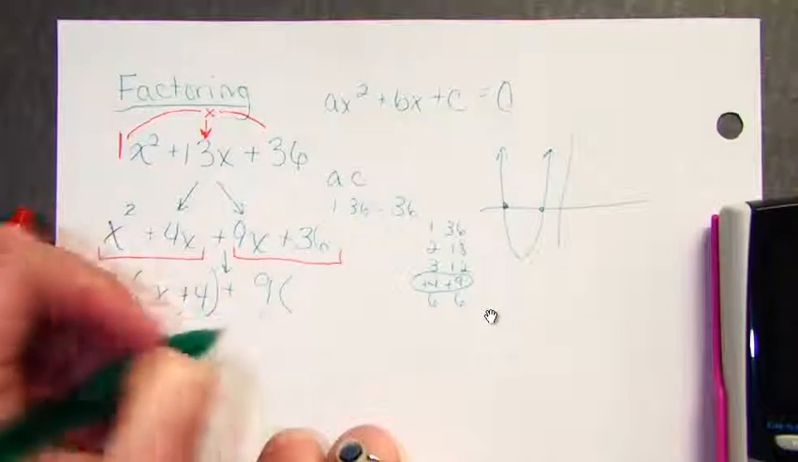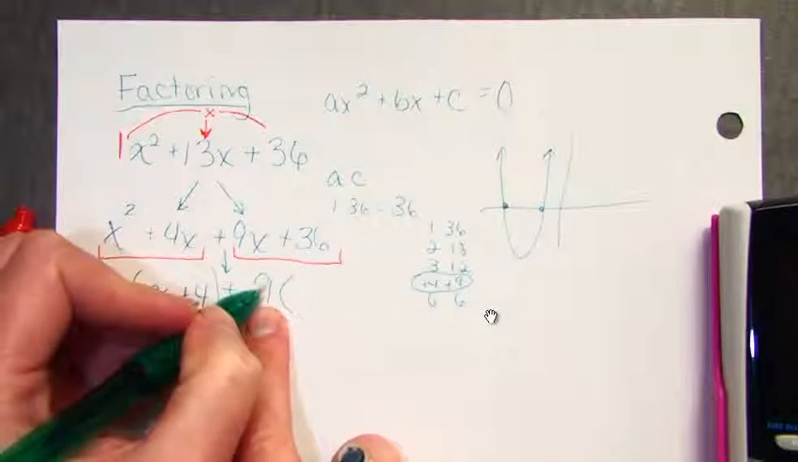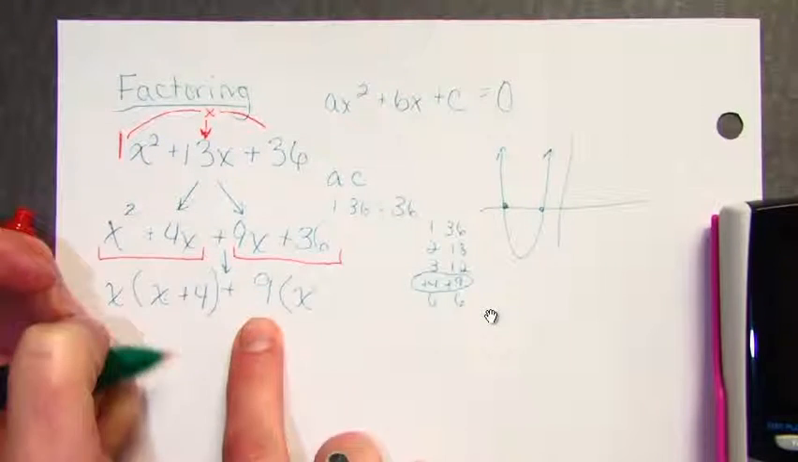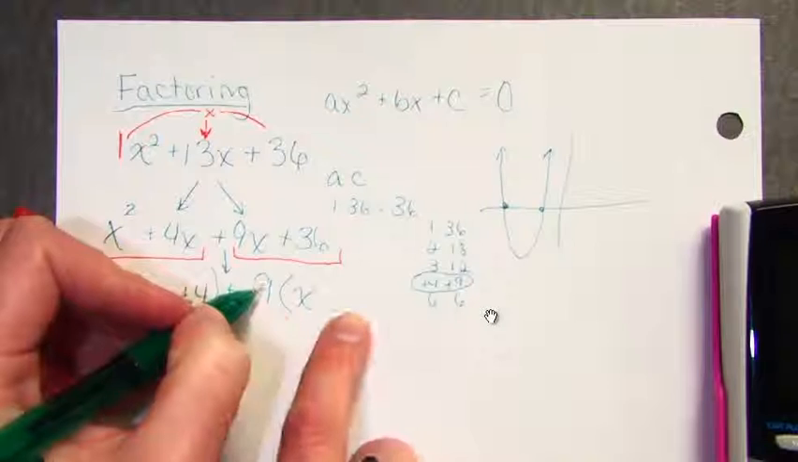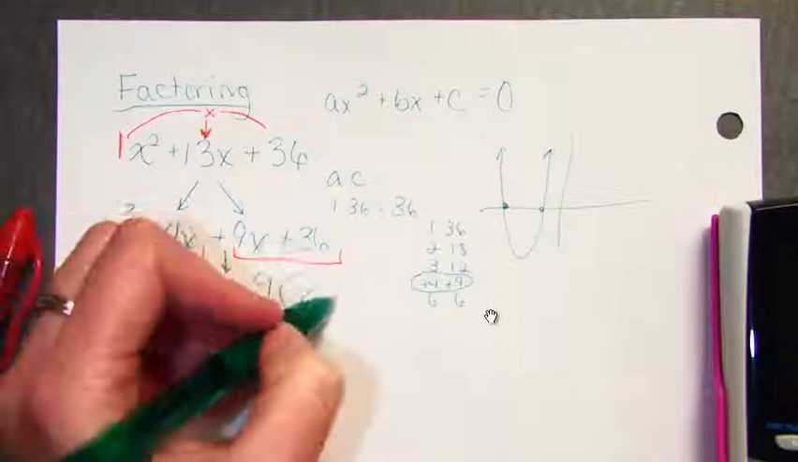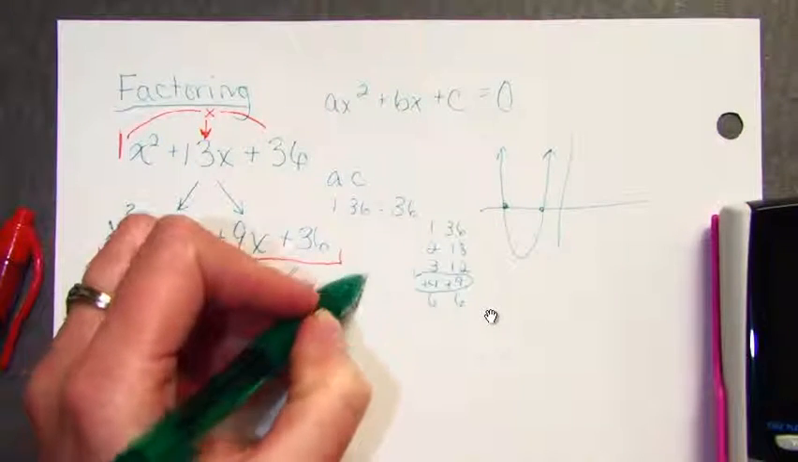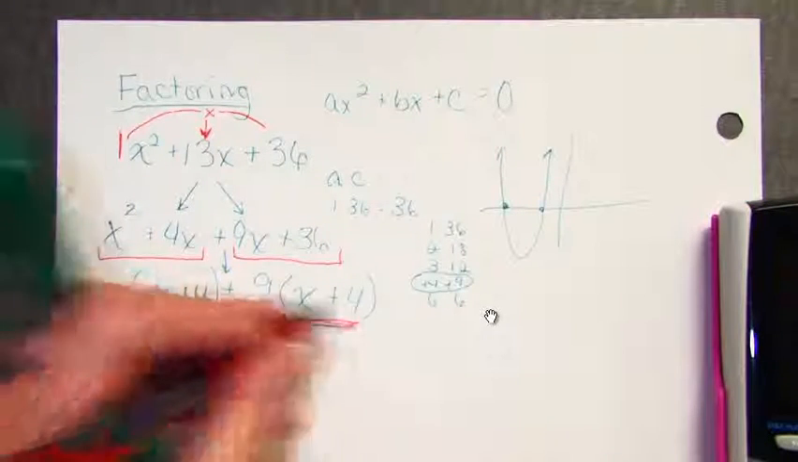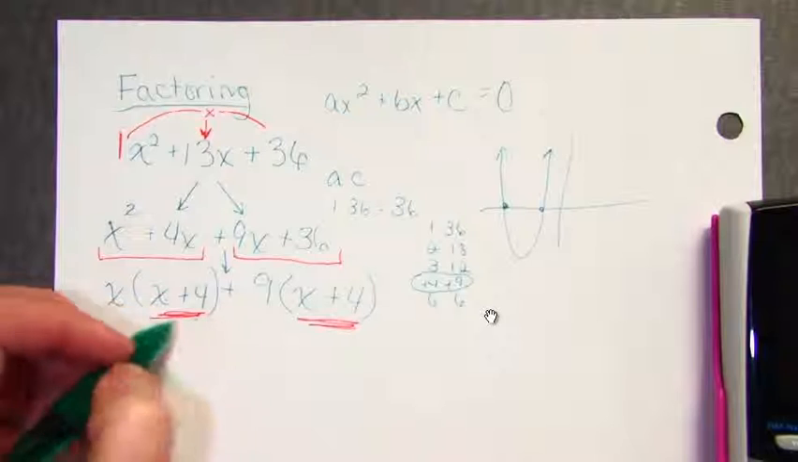So if he knows that we both have a 9 in common, I now need to think 9 times something gets me 9x. That would be an x. And 9 times something gets me a positive 36. And that would be a 9 times 4. Now we see very nicely that we have twinsies going on here.